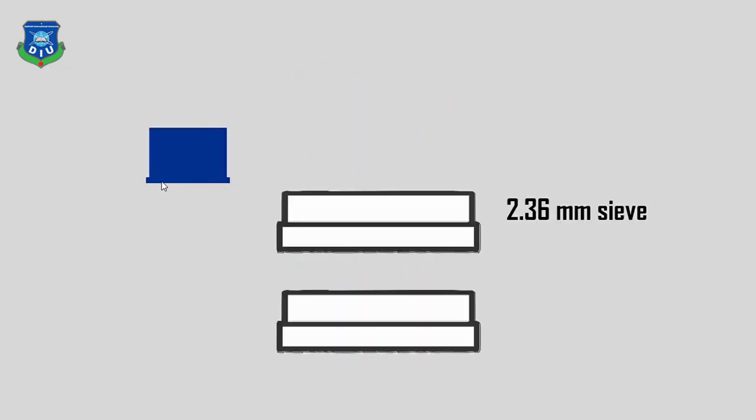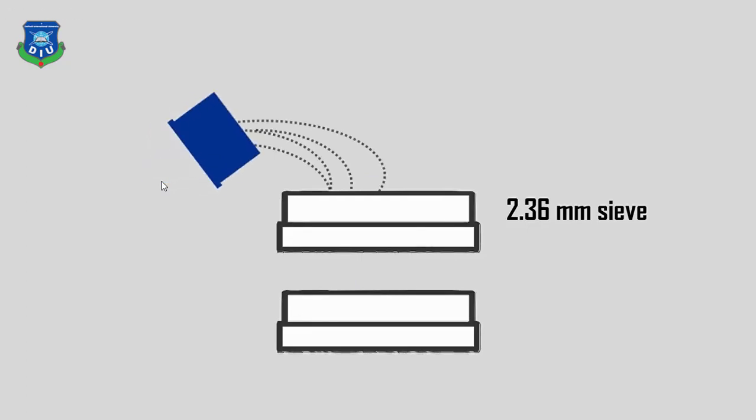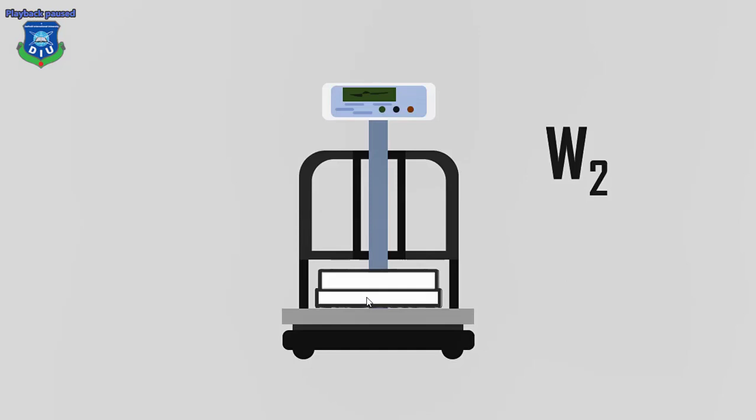After 15 blows, the crushed aggregate is removed from the base. Then we will place the aggregate on the 2.36 mm sieve, and we take the passing amount. The fraction passing through the 2.36 mm sieve is weighed. That is W2. So now I will show you a real example.